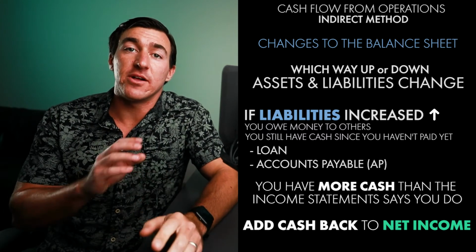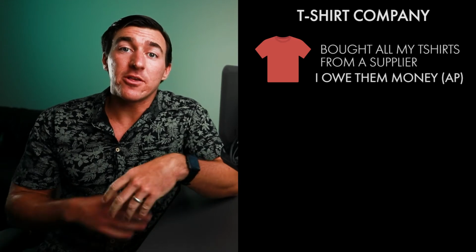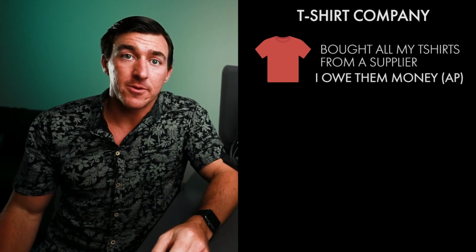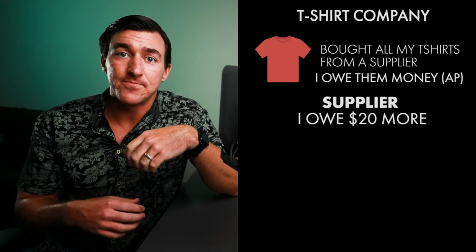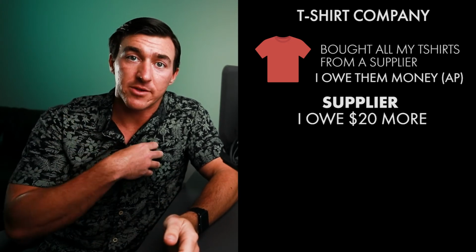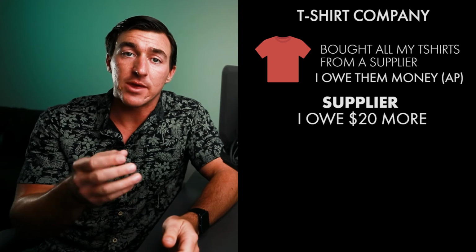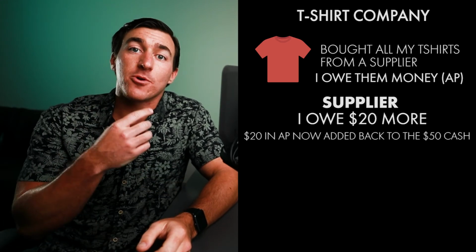Now I know that's confusing, so let's go through one more example. Let's say once again, I'm a t-shirt company, and this time I actually bought all my t-shirts without the logos printed on them yet from a supplier, and I owe them money. Now, I already sold these t-shirts to Walmart like we talked about earlier, and let's say that I owe my supplier $20 more this time than I did last time. Well, you see, that $20 difference and increase in accounts payable, because I owe them money, which is a liability, would be added back to that $50 in cash we figured out in that previous example.